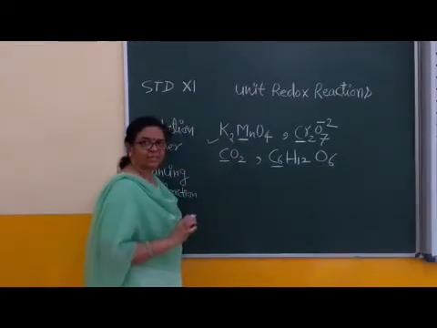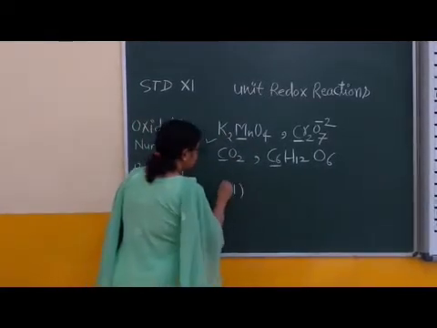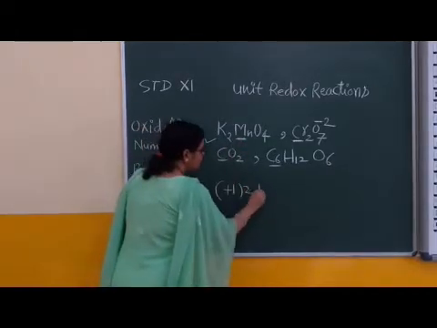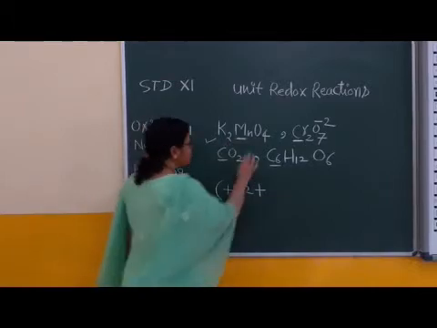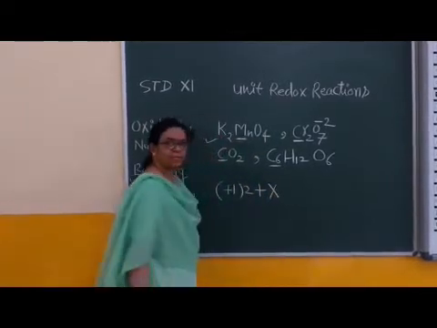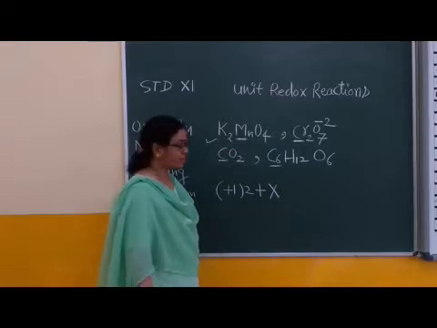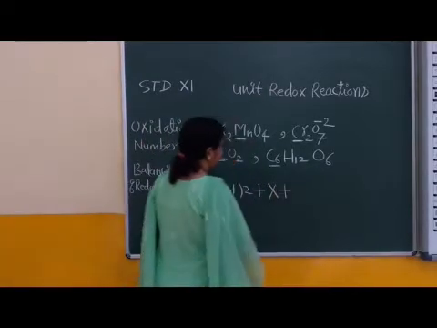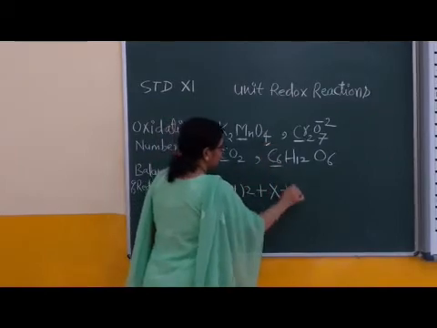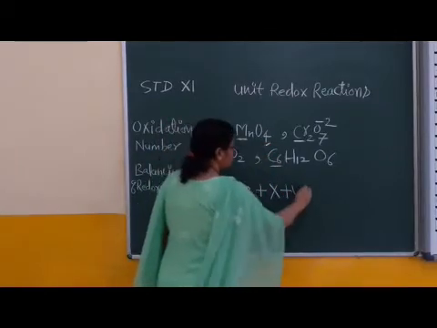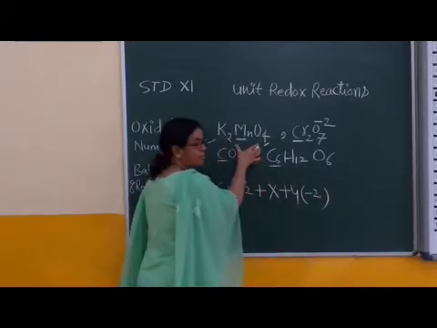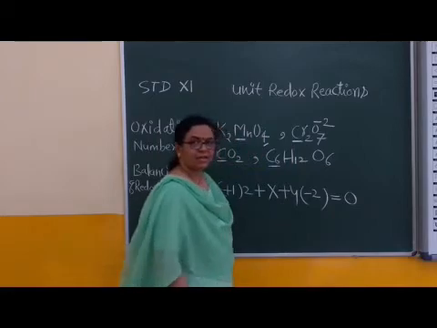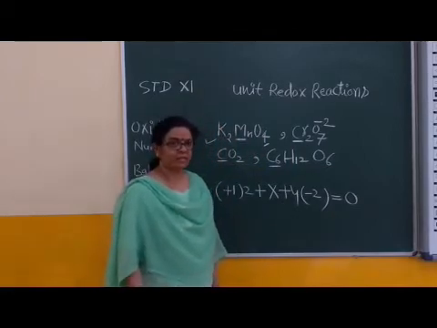Charge on a single potassium is +1. Total 2 atoms are present, so 2 into +1. Then put a positive sign between the two elements. Mn: the oxidation number is unknown. You can assume X, Y, Z; X is the unknown oxidation number. Again a positive sign between the two elements. Number of oxygen atoms is 4, and charge on a single oxygen is -2. This molecule is electrically neutral, which is equal to 0. Electrically neutral means net charge is 0.